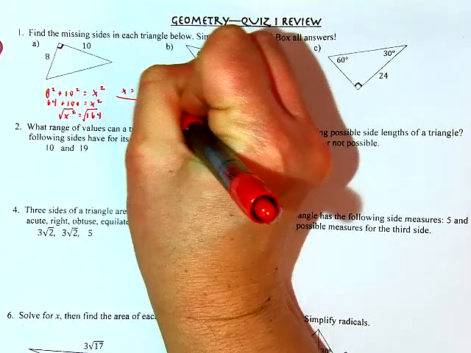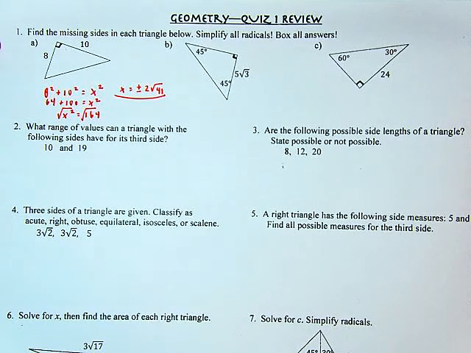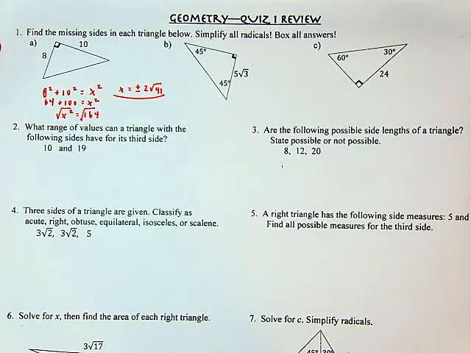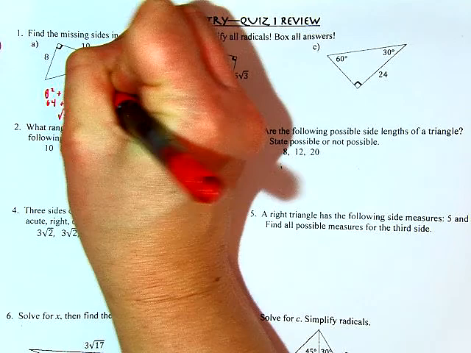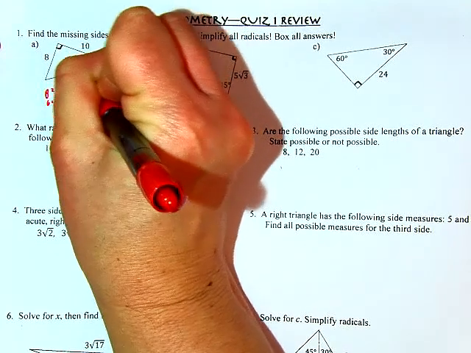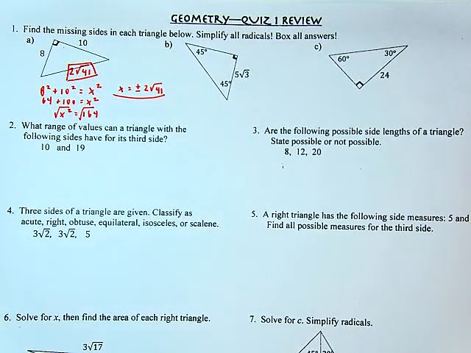But I can't have a negative measure for a side. So that hypotenuse has to be the positive. It has to be positive 2 root 41. So I had to just go back to the basics, use a little Pythagorean theorem. Okay, for the next one here, I'm giving you a 45, 45, 90, or an isosceles right triangle.